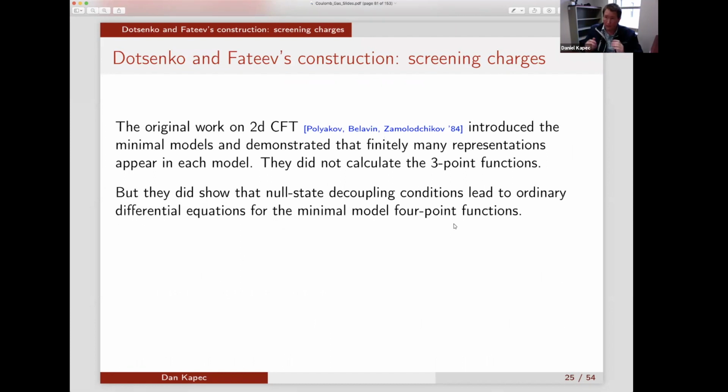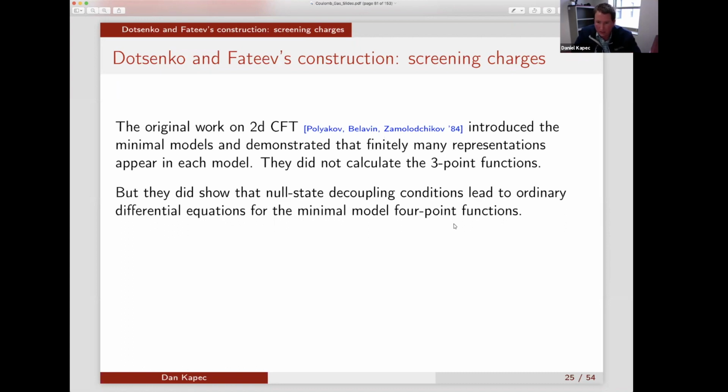Okay, so that was all just sort of kinematics with the free theory. No obvious relation to the minimal models. The original work on two-dimensional conformal field theory introduced the minimal models. They demonstrated that there was only a finite number of primaries appearing in the OPE, but they didn't actually calculate the numerical values of these three-point functions.